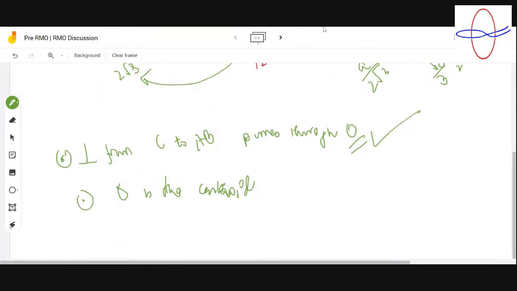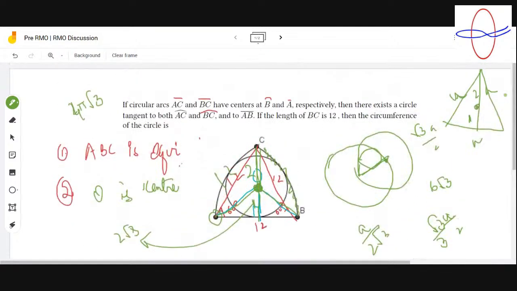Very good. So now you have to prove that O is a circumcenter. Okay? Now you have to prove that O is a circumcenter. And it's not really hard. You can easily prove that, I guess. Yes. You can prove that by angles, maybe.